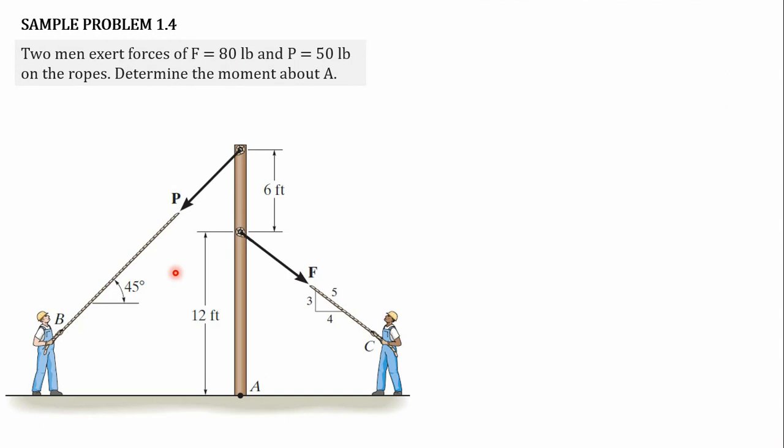Okay, how about this problem, no? Sample problem 1.4. Two men exert forces of F equals 80 pounds and P equals 50 pounds on the ropes. Determine the moment about point A. So, ito yung moment at A natin. And then, may dalawang tao, no? Wherein at B at C, no? So, ang pinadidetermine na sa atin is how to calculate or how to solve or determine the moment about point A.